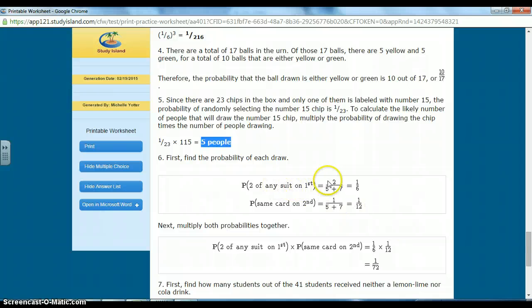So drawing a 2 would be 2 cards out of 12 cards, because there's a 2 in the hearts and a 2 in the other suit. So 2 out of 12, which comes to be 1 out of 6. And then the probability of drawing the same card would just be 1 out of 12. Okay, and this is the A and B lesson that they were talking about, so we need to multiply them. 1 over 6 times 1 over 12 is 1 over 72.